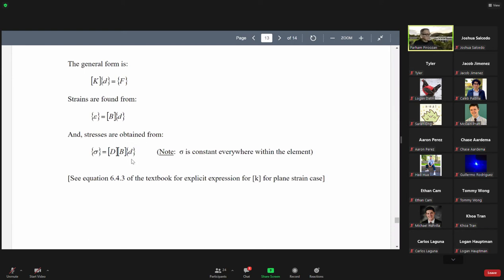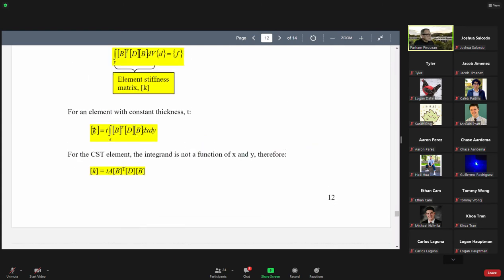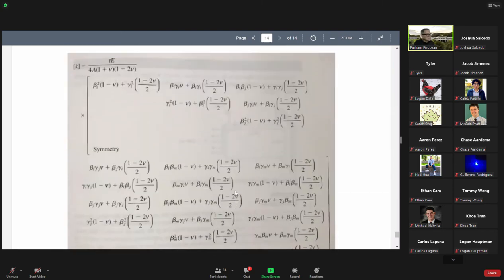DBD is stress. So in the equation, see equation 6.43 of the textbook for the explicit equation for K. Now, let's go back to our K. K is equal to this B transpose DB. If we multiply them, I showed you B a couple of times, and the material matrix D. If we multiply them, the explicit form for K is this.